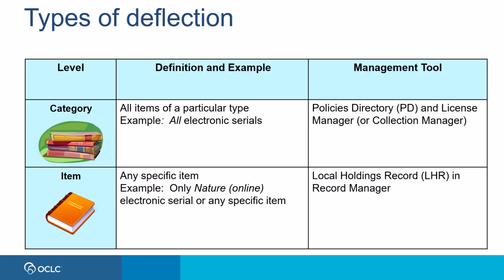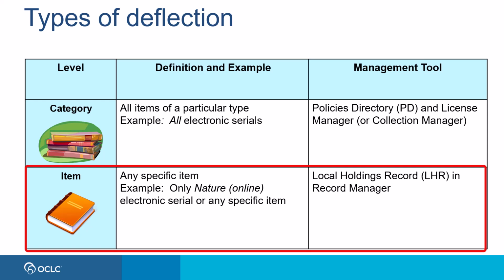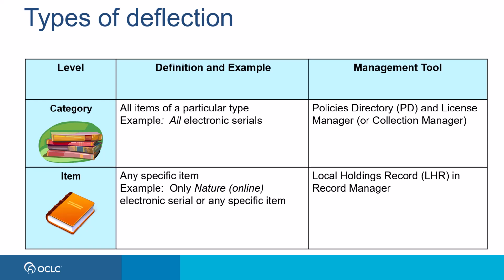The other two types of deflection have their own management tool. Category level, which is for items of a type, is managed through License Manager or Collection Manager and the OCLC policies directory. Item level, which is for a specific item, is managed through Local Holdings Records or LHRs in the OCLC cataloging service, Record Manager. First, let's look at how category-level deflection is set up using License Manager.